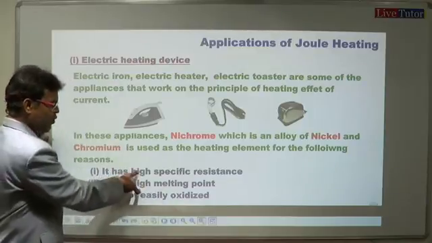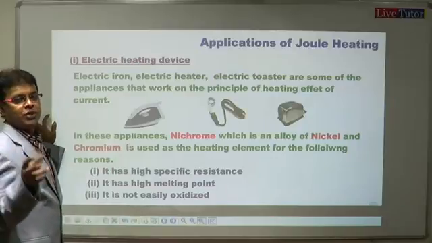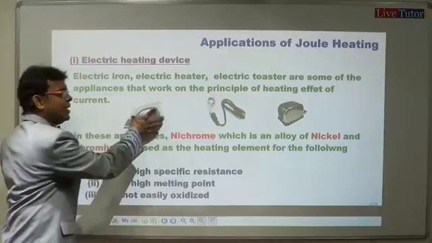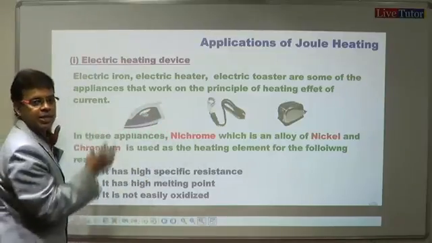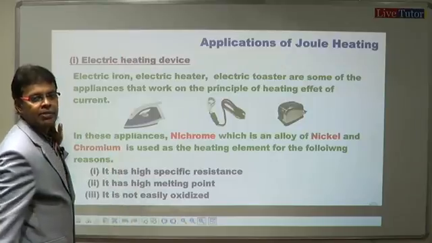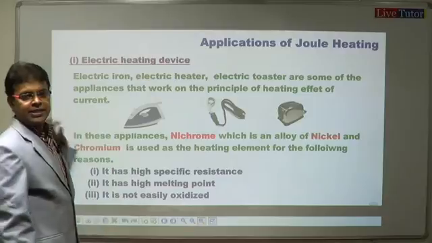Why am I stressing these 2 points, very high and high? Because in the exam there may be a confusion whether it has got a low melting point or a high melting point. So, when you are talking about heating equipments, heating appliances, both these should have high specific resistance, high melting point. And the next one, the third one is, it is not easily oxidized.